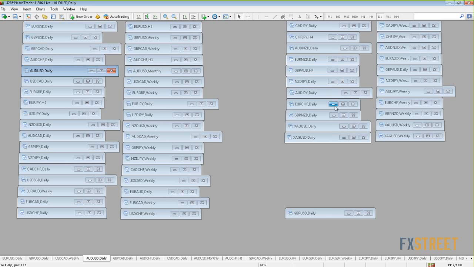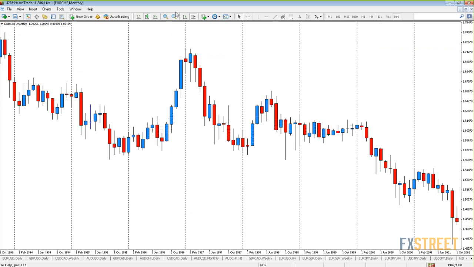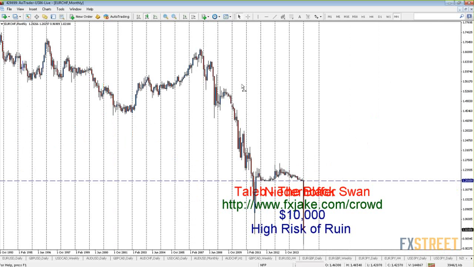Okay, Euro Swiss. So Euro Swiss is very similar to the Swissy, I guess, in some ways. On this one, you're going to have to just do what you did on the Swissy. Go back and see if you can find. I mean, I don't think my chart goes back far enough.